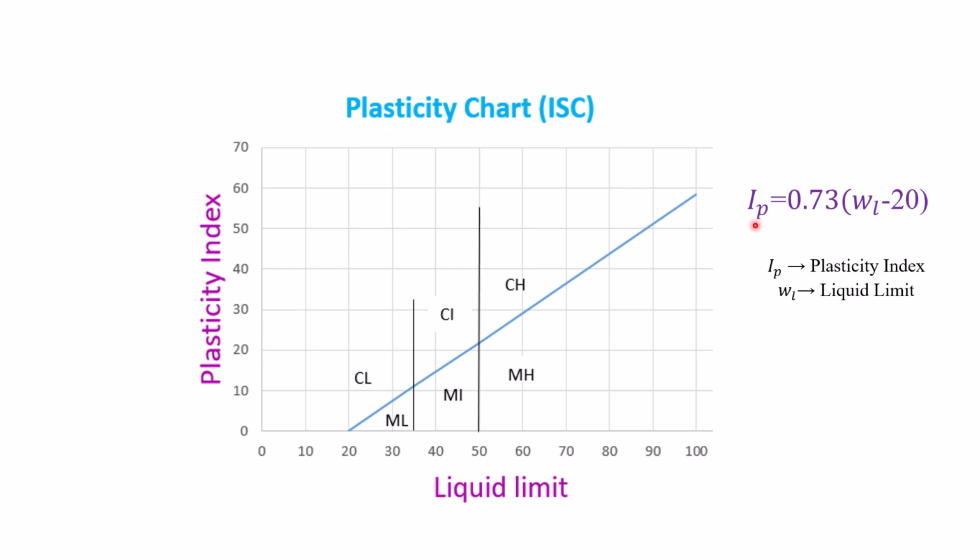The equation for the plasticity chart or A line is Ip equal to 0.73 into (WL minus 20). If the point lies above the A line, it is clay: CL, CI or CH. If it lies below the A line, it is silt: ML, MI or MH. L, I, H represent low, intermediate and high plasticity.